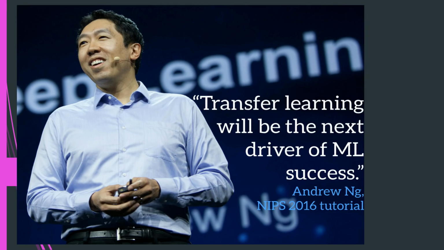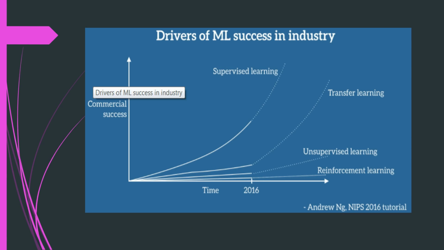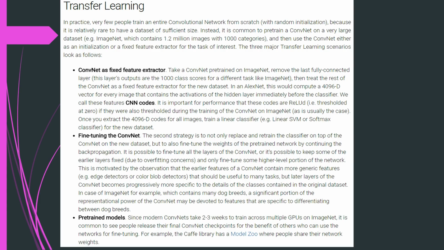Before that, transfer learning will be the next driver of ML success, as Andrew Ng said at NIPS 2016, and I got this graph from his talk. It also shows how transfer learning is growing over time, and it is used in a lot of problems in industry, because nobody wants to train the entire network from scratch. Instead, you use a pre-trained network and just fine-tune it. This one I got from the Stanford notes.